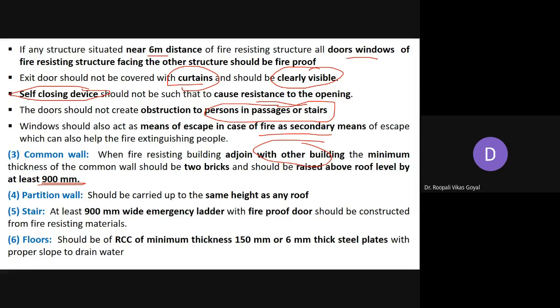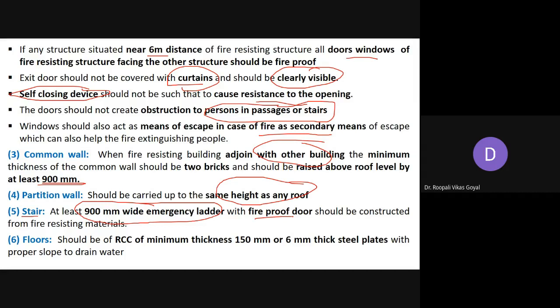Then the partition wall. Whenever you are going for a partition wall, it should be extended up to your roof height. You should not leave it in the middle. Also, the staircase should be at least 900 mm wide. The emergency ladder should be provided with a fireproof door. And all should be constructed with fire resisting material only. If you provide a timber staircase, it is of no use.